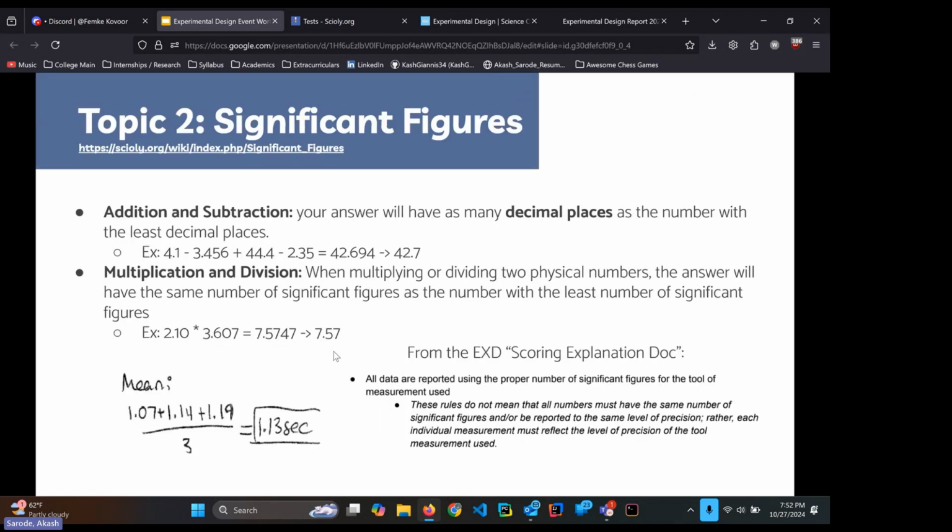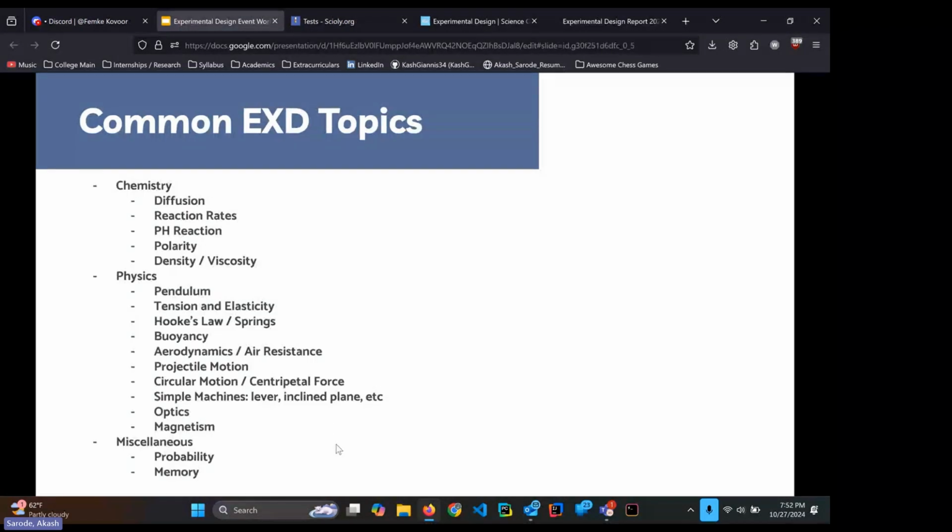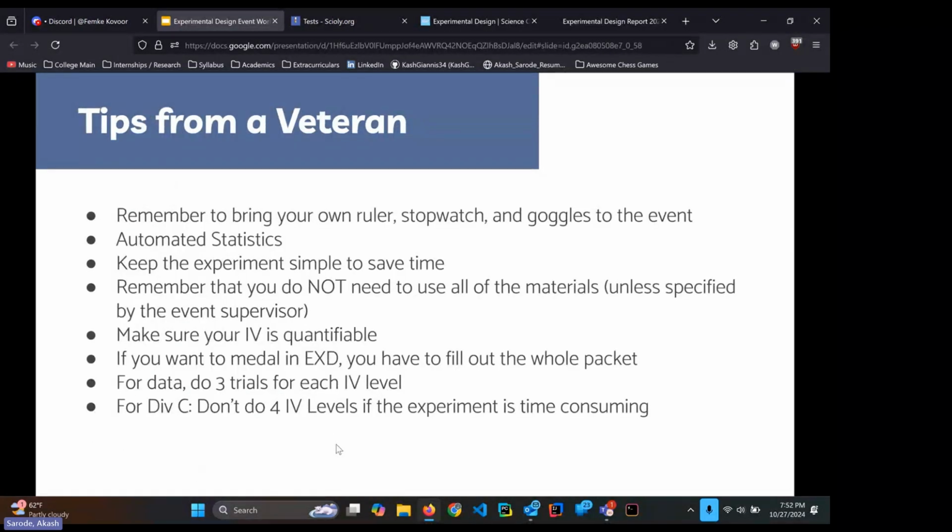So even though you lose 1 point if you do 3 IV levels instead of 4, it does save you a lot of time because you don't need to record as much data. So I would say if you have an experiment that is really time consuming and it takes a long time to record data for it, then it's fine to do 3 IV levels instead of 4 in order to save time and make sure that you're able to finish the whole packet and spend more time just ensuring that you get full points on other sections.